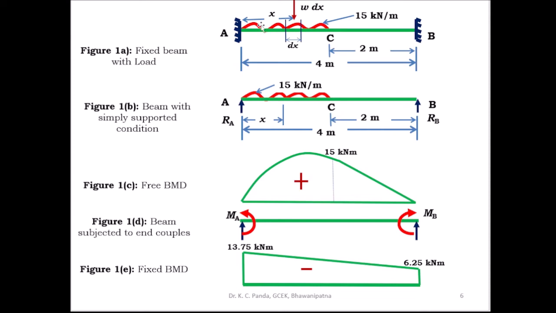Then after knowing dMA and dMB for this elemental concentrated load, integrate from 0 to 2, because x equal to 0 is at A and x equal to 2 is the position C. When you integrate the expression from 0 to 2, we will find the fixed end moments at A and B due to this UDL.